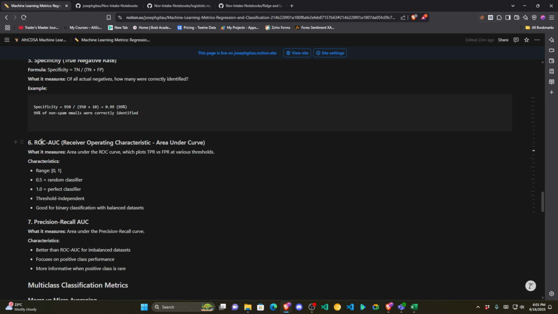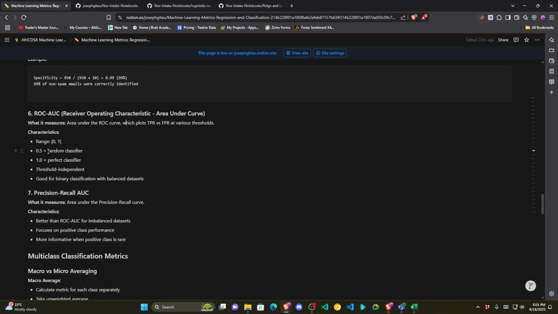Then we've got the ROC-AUC, which is the area under the ROC curve. We haven't created this, but we will create it. This plots the true positive rate versus the false positive rate at various thresholds. So 0.5 would mean that this is a random classifier, just making random predictions, and a model that has a ROC-AUC score of 1.0 will be a perfect classifier.